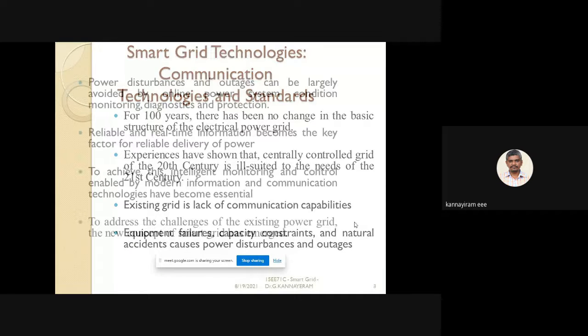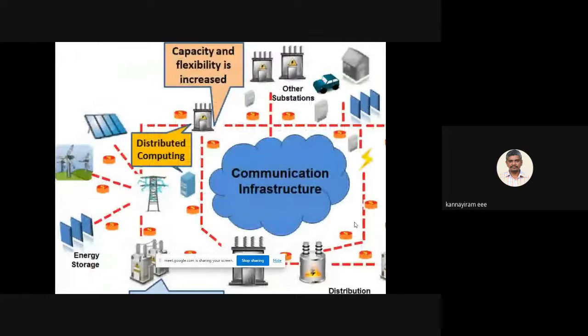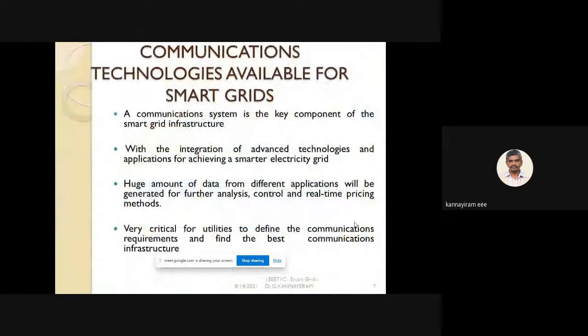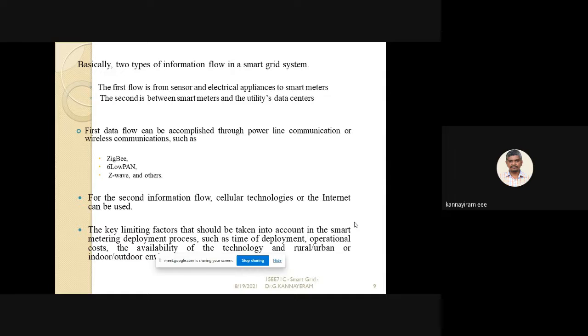Communication technologies and standards we already discussed: wired communication and wireless communication. Wireless communication has low infrastructure and ease of connection in difficult areas, and the data flow can be accomplished through power line communication or wireless communication, for example Zigbee, 6-LoWPAN, Z-Wave and others.